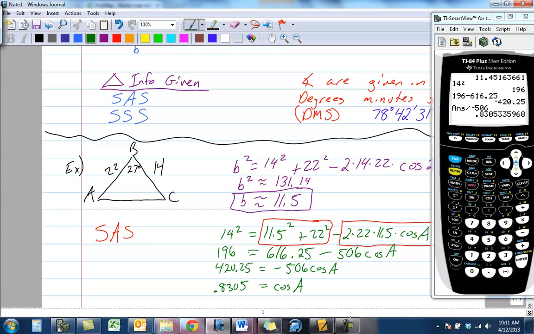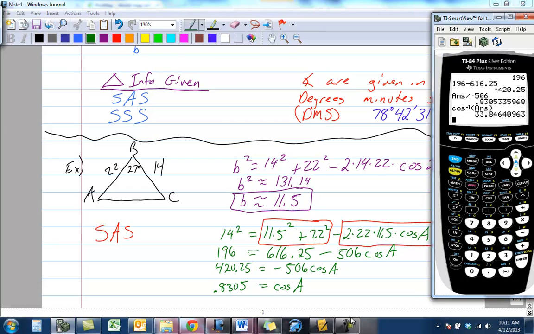That's disgusting. But remember, we're trying to find angle A, so we have to uncosine. How do we uncosine? We inverse cosine. So inverse cosine of the answer. Remember, don't round until we have to. Press enter. Now we get 33.8 degrees.